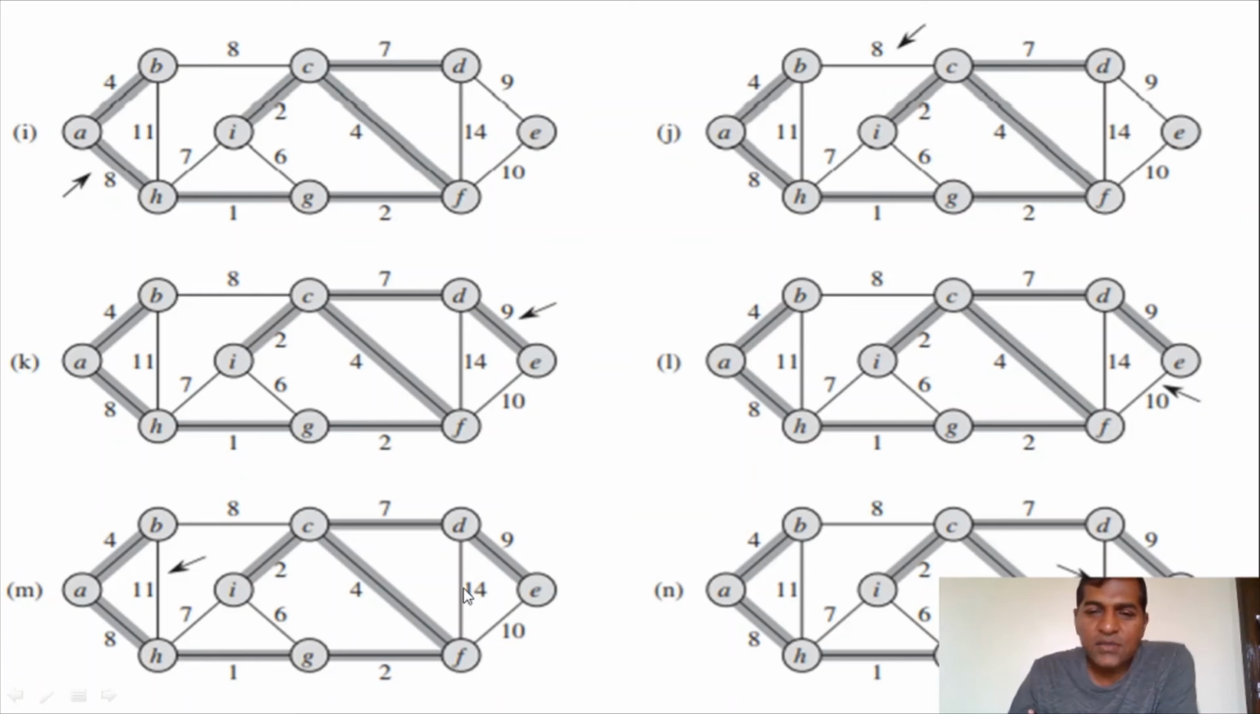So the edges we count in the minimum spanning tree are AB, AH, IC, CF, CD, DE and FG, and the final is GH. So the count of this, 1 plus 2 plus 4 plus 2 plus 8 plus 4 plus 7 plus 9, is the total weight of the minimum spanning tree.